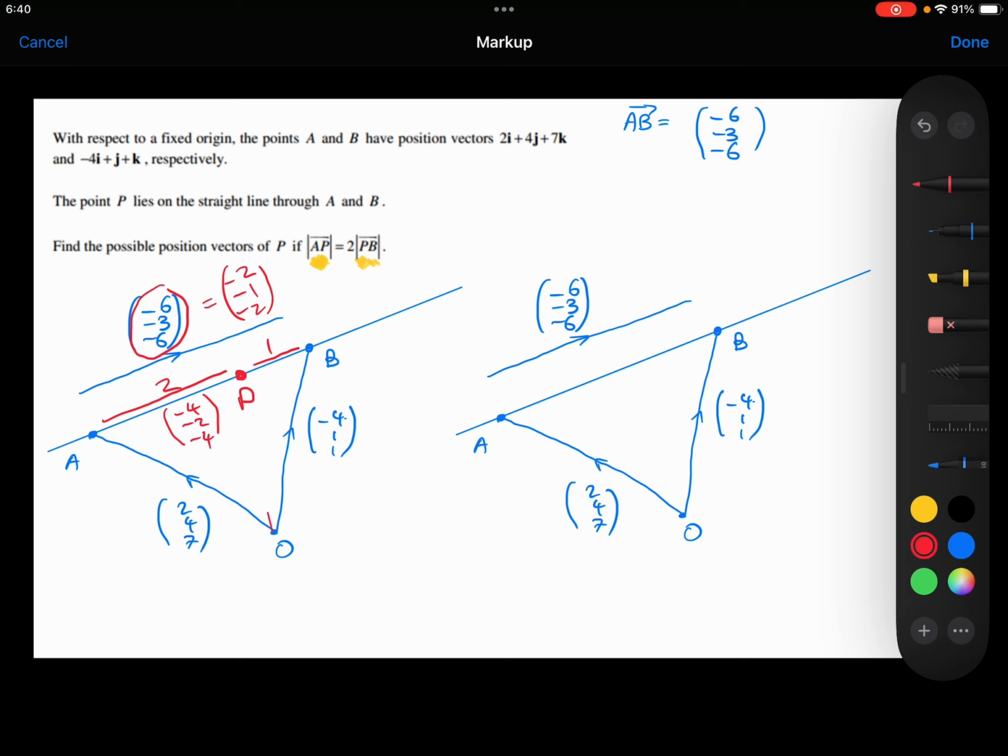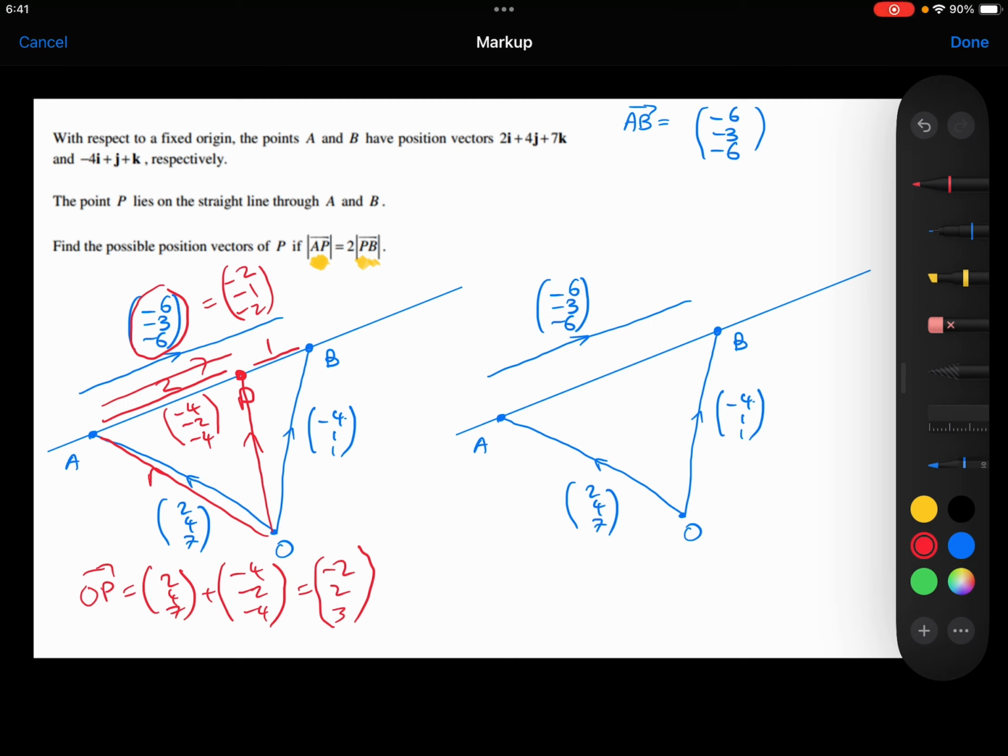Which means I can now work out the position vector of point P in this situation by going from O to A, which is (2, 4, 7), plus the A to P, which is (-4, -2, -4), which gives me (-2, 2, 3). That is one possible position vector for point P.